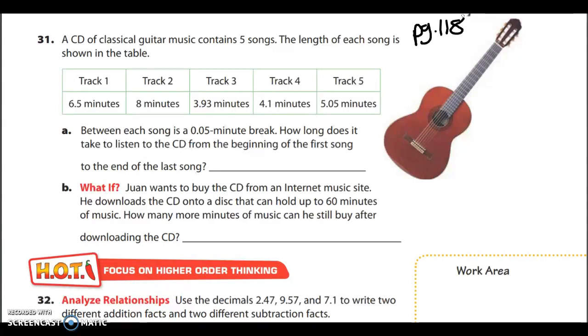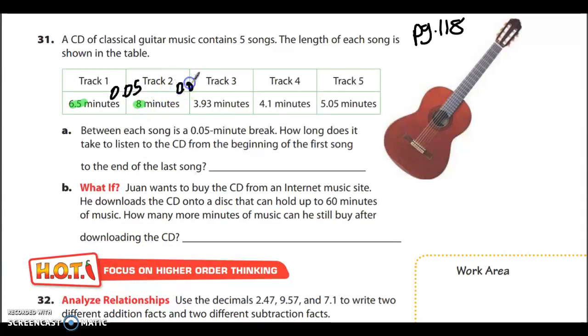Track 1 would take this long. And then there's going to be a break of how much between track 1 and track 2. We're going to add in a 0.05. And so we're going to add that in. Then we've got track 2. And then we've got another 0.05.